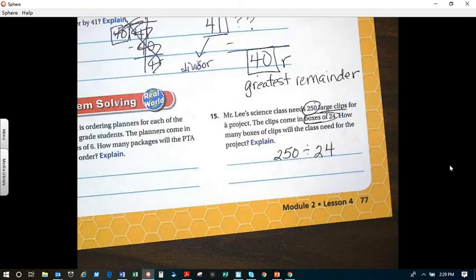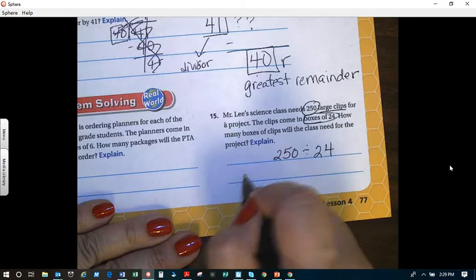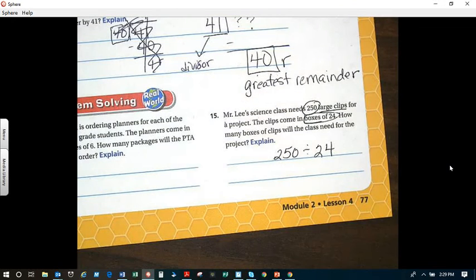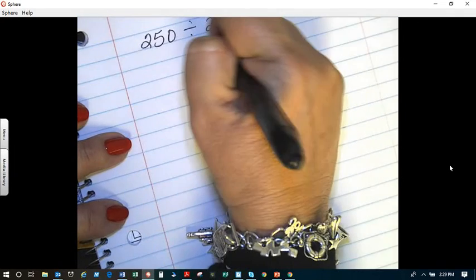Box. We need to find out how many boxes he needs. So now I'm going to divide that out. I'm going to put it on my next paper. I thought I had some extra graph paper, so now I'm going to do it on notebook paper. So I have 250 divided by 24.